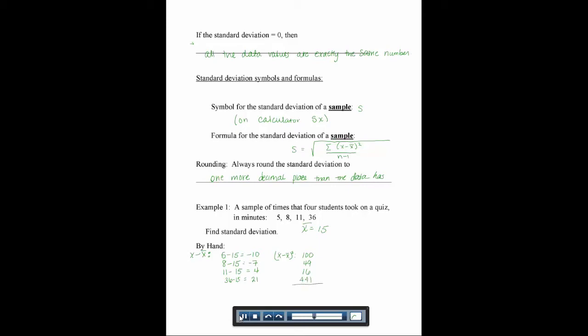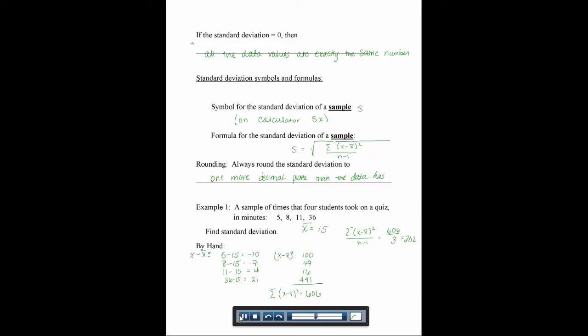Now, the summation symbol says you're going to add up x minus x bar squared. So we want to add up all those numbers. When we add them all up, we get 606. Now, if we look at the next part of the formula, it's saying add all them up, what we just got, and divide that by n minus 1. Our n was 4, that's how many we have, so n minus 1 is going to be 3. So we're going to take 606 divided by 3. That would give us 202.